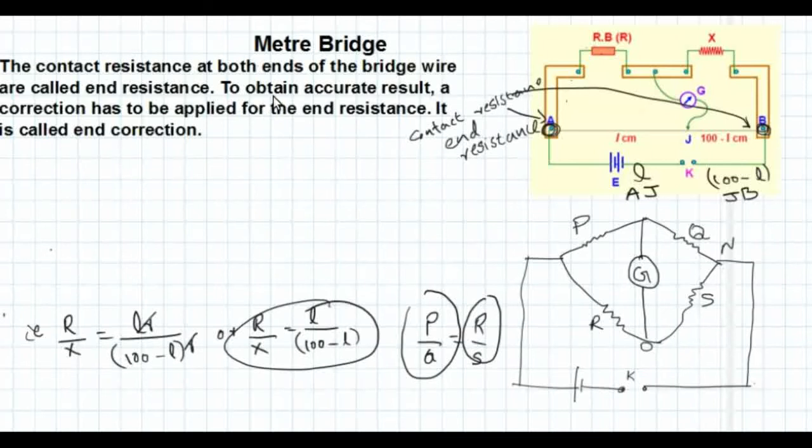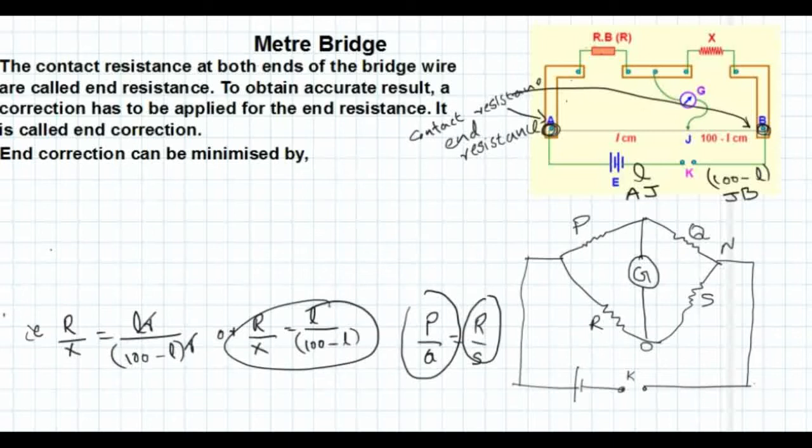To obtain an accurate result using this meter bridge, we want to make a correction for this end resistance, and this correction is called end correction. That means for an accurate result using this meter bridge, this end correction should be as minimum as possible. So a meter bridge with a minimum end correction will give a good result.